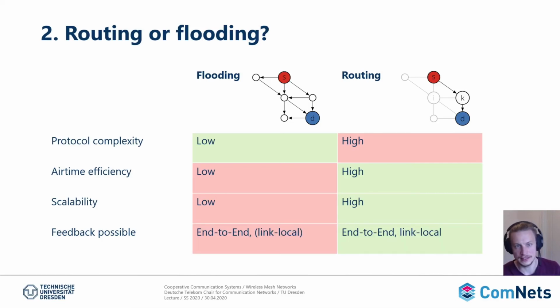Feedback is also a bit limited by how many nodes are transmitting. So doing link local feedback with flooding sounds very excessive. That's why it's in brackets there. While you can certainly flood back with end-to-end feedback, it's much easier doing this in routing, so this is marked green here.